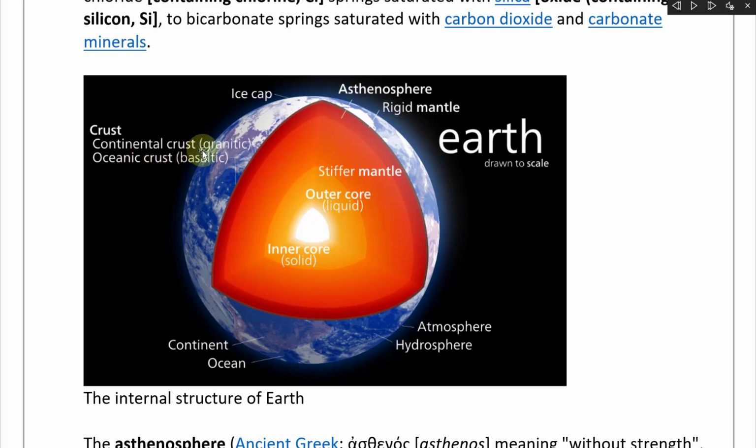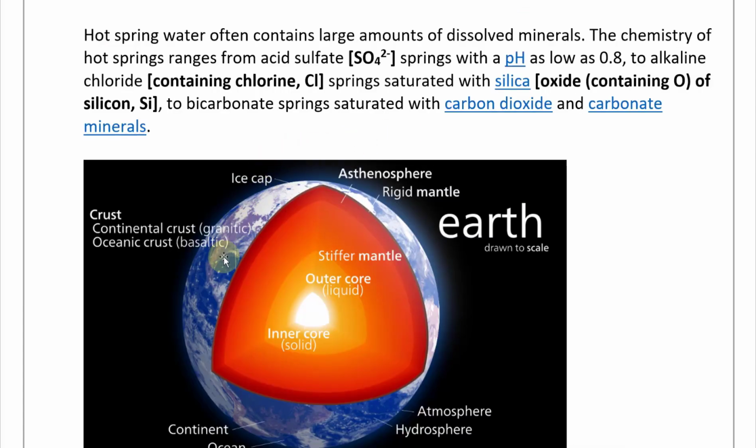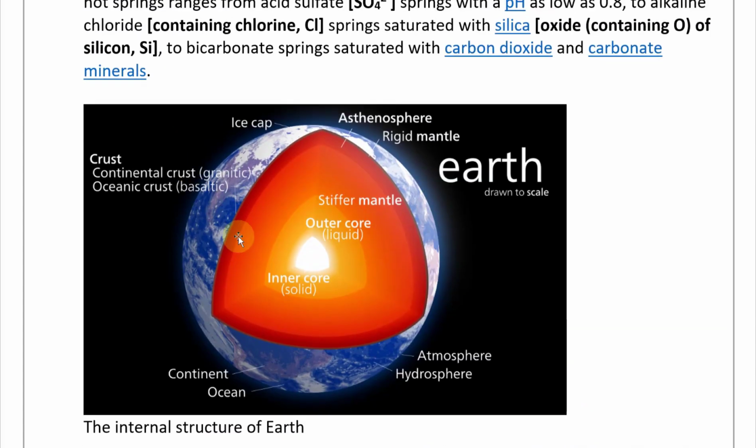And then that's the continental crust, granitic. Oceanic crust, basaltic. This is granitic, and it's basaltic. Oh, I think that's how you pronounce it. These are types of rocks. We'll get to those in a bit, and it's a difference basically in how they're formed and so on. So that's continental crust, and there's the oceanic crust. In other words, this is for the oceans, and this is for the continents.